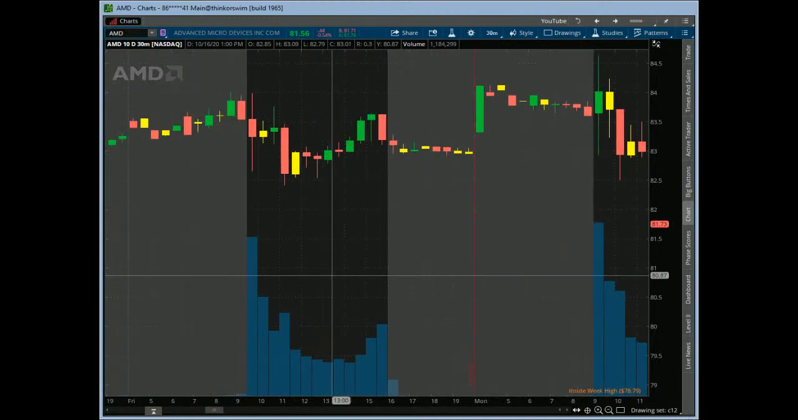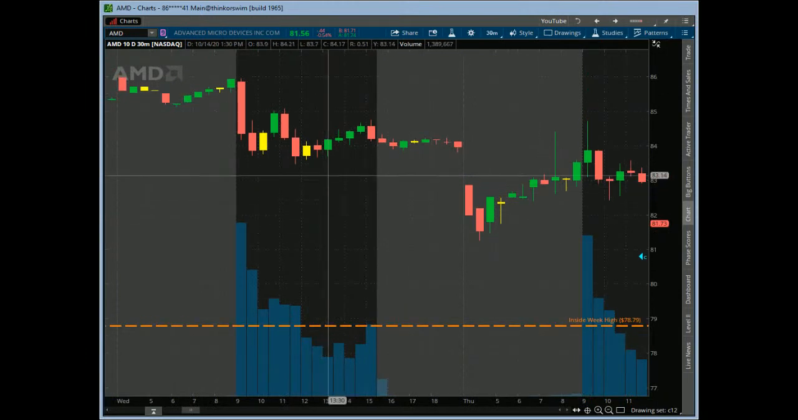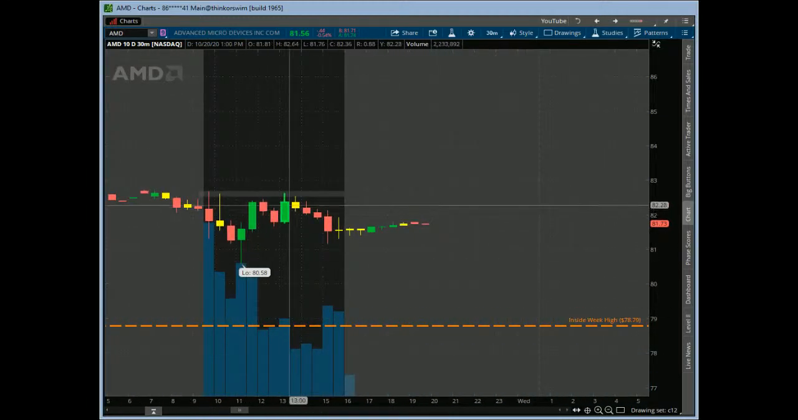We have some other things that we use in our group to help us decide whether or not it's going to get some more momentum, whether it's going to break out or not. But oftentimes these are a great signal to us that a move is going to happen. So good stuff. That's the inside bar on the 30-minute chart. I hope you guys found that helpful.